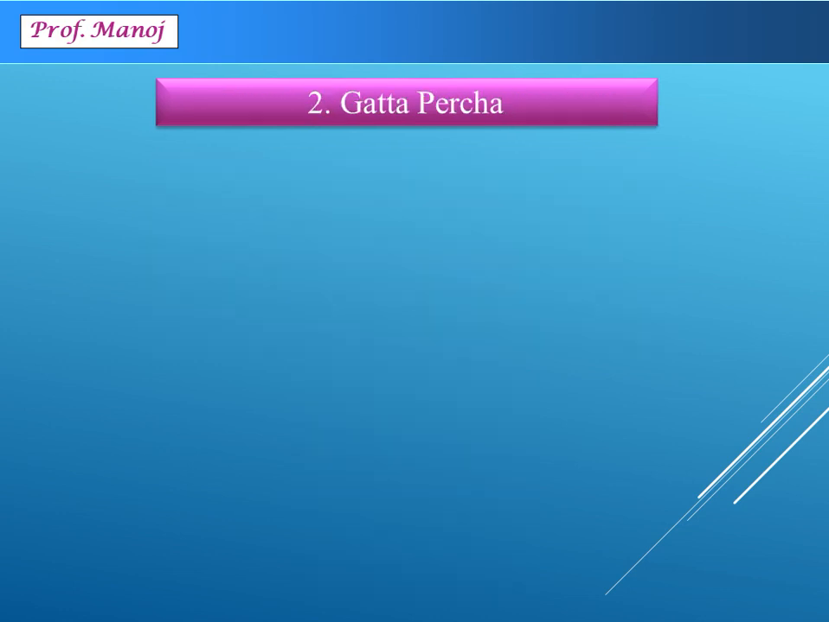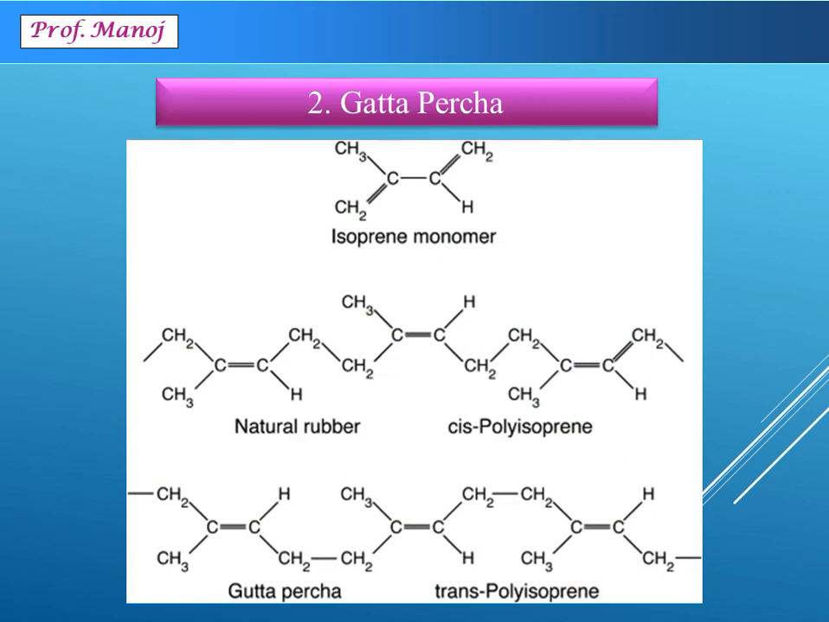I am discussing here a second type of rubber, which is actually not a kind of rubber, but it has lot of similarity. Gutta percha is obtained also from isoprene monomer. Isoprene can produce two substances in nature. One is the natural rubber and second is gutta percha. Natural rubber is the cis isomer of polyisoprene while trans isoprene is gutta percha.